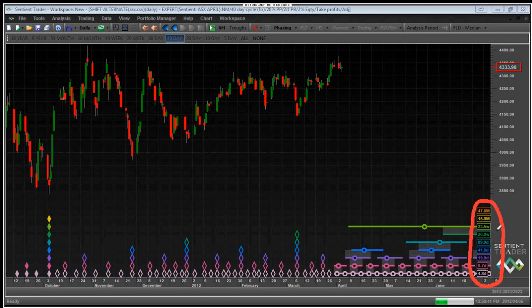What are the average lengths of those cycles? Well, you can read them at the bottom right-hand side of the chart. Here they are. You can see that the average length of the 20-week cycle is 20 weeks. The average length of the 80-day cycle is 89 days. The average length of the 40-day cycle is 41.8 days. Now, bearing in mind Hurst's principle of variation, you expect those cycles to vary all the time, of course. So the fact that the average of the 40-day cycle is 41.8 days does not mean the next cycle will be 41.8 days.